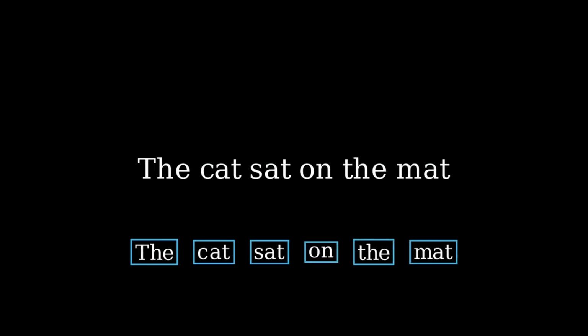Let's start with a simple example. The cat sat on the mat. Humans read this as words, but large language models don't see words the same way. Instead, they break text into smaller pieces called tokens. In this case, each word becomes a token. The, cat, sat, on, the, mat. Sometimes, tokens are whole words, sometimes parts of words, or even punctuation. This process is called tokenization. It's the first step that converts human language into something a model can process.